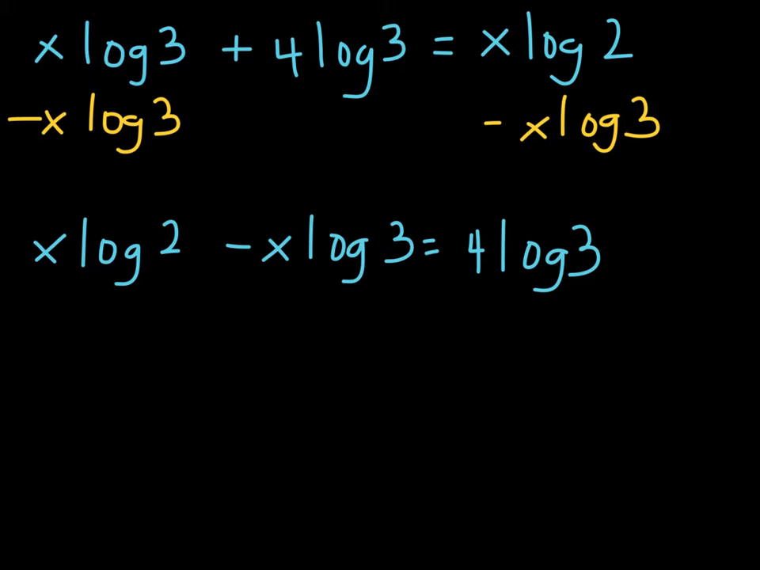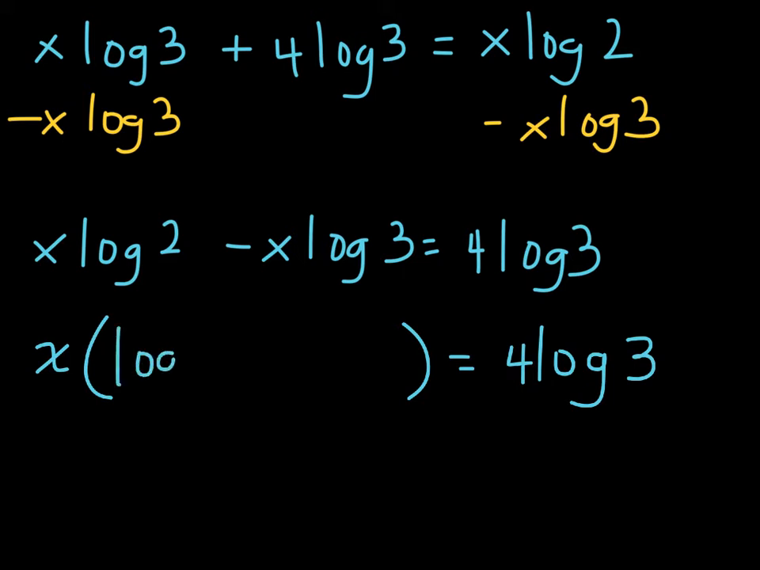Now please notice that these two terms on the left both have an x. So what I'm going to do is factor out the x from both of those terms. When you factor an x out of the first term, you're just left with log 2, the number log 2. And then the second one, you're just left with minus log 3. Now remember, all of this is just one number being subtracted from another, right? So all of this is a number.